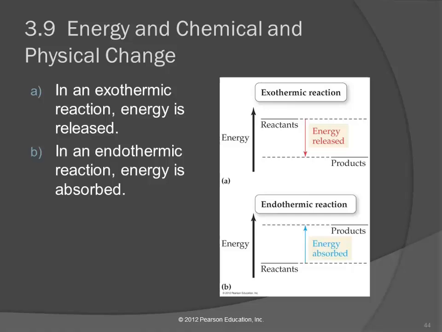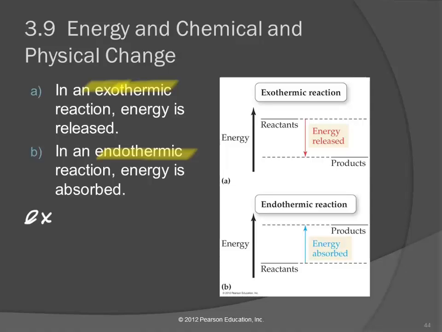So we have two words that we use to describe energy in chemical changes and in physical changes. One is exothermic. Exothermic. And the other is endothermic. So again, it's helpful to have a little bit of an understanding of what these prefixes mean.